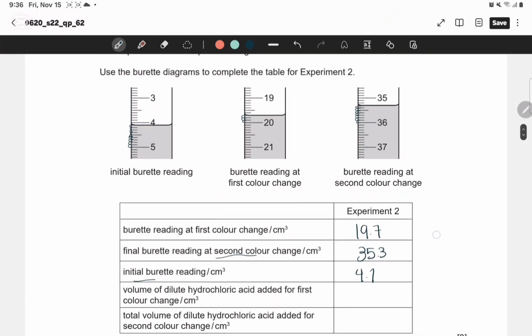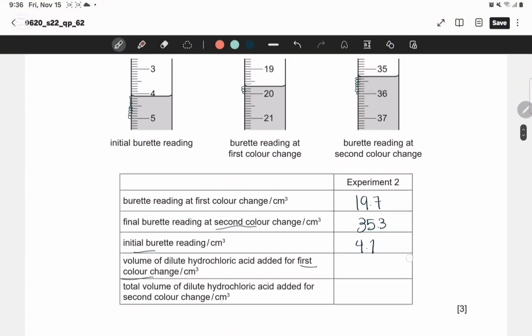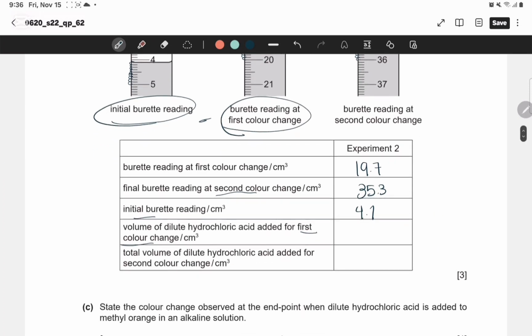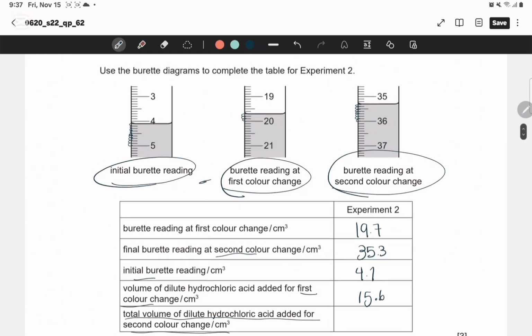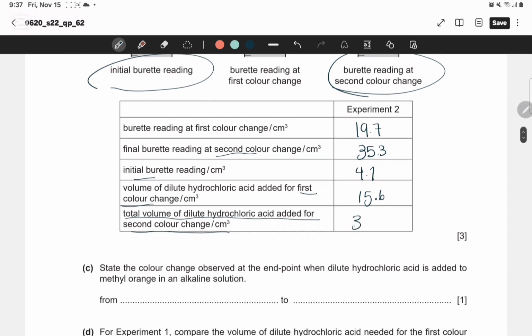And then for the volume of dilute hydrochloric acid added for first color change, we're gonna do the burette reading at first color change minus the initial burette reading. So 19.7 minus 4.1, the answer is 15.6. And then we're gonna do total volume of hydrochloric acid added for second color change. So the reading at second color change minus the initial burette reading. 35.3 minus 4.1, so then the answer is 31.2.